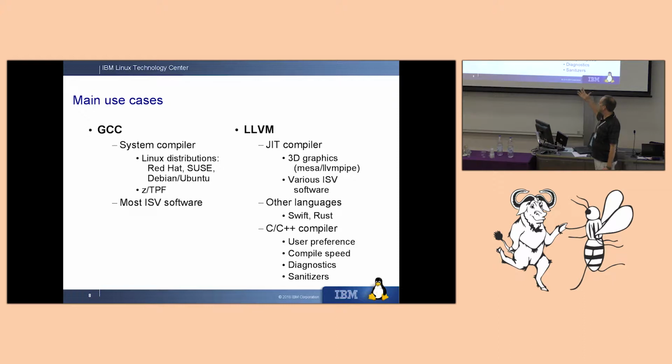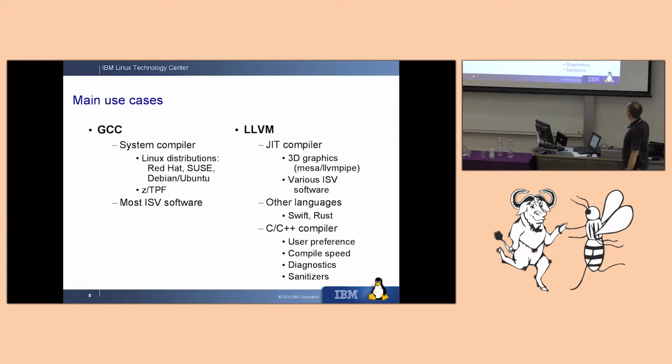It is the system compiler for, actually, we do support one other operating system, which is TPF, which is an IBM operating system, used for stuff like airline reservation systems and some niche products, where GCC also is the system compiler. And beyond the system, actually, most other software you can get for Linux on Z, whether from IBM or from some third-party ISVs, is also built with GCC. So that's not going away.